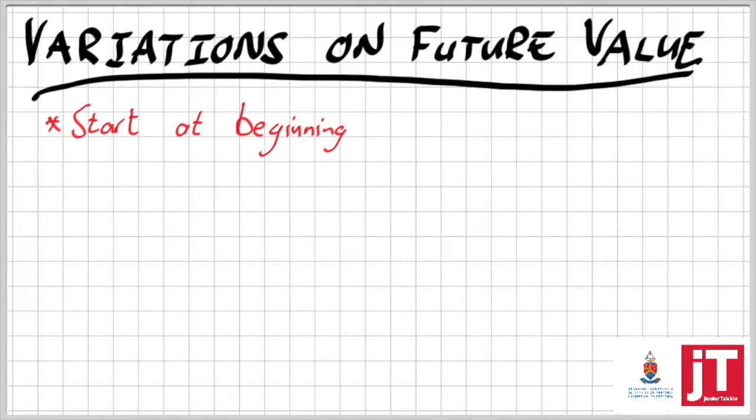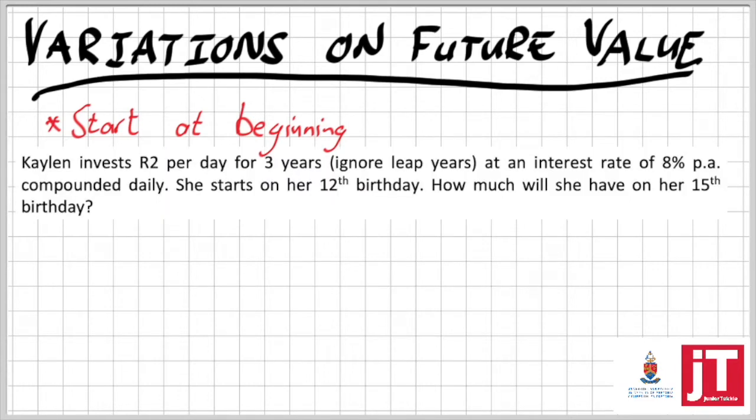For example, Kaylin invests R2 per day for 3 years. Ignore leap years. We don't want to complicate things. At an interest rate of 8% per annum, compounded daily. Again, her payment is per day and compounded daily must correspond. She starts on her 12th birthday. How much will she have on her 15th birthday?